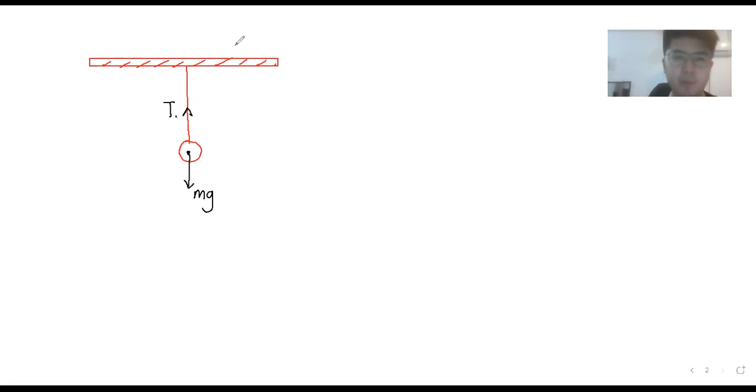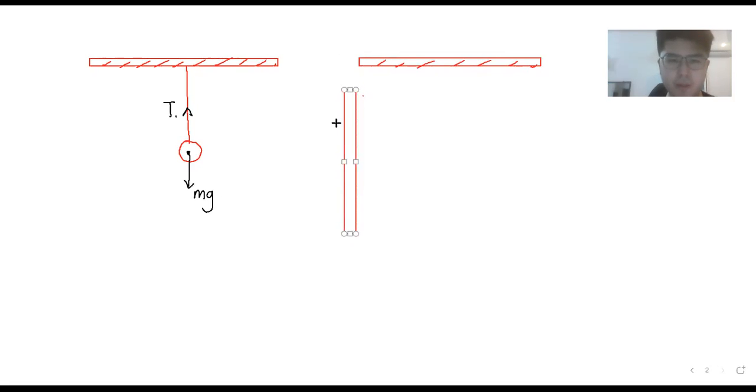In this case, it is equilibrium. Now, what if I put an electric field inside? Let's say I draw a diagram again. If I put a positive plate here, positive, positive, positive, and let's assume that this pendulum is positively charged, it will swing to the side like this. What is the force acting on the pendulum now?